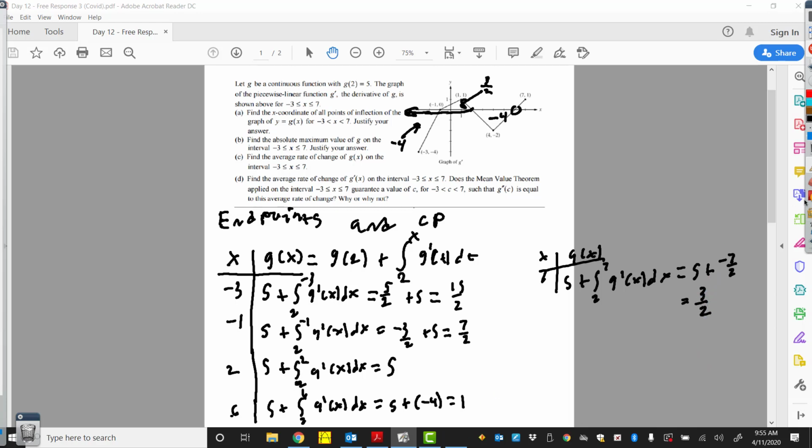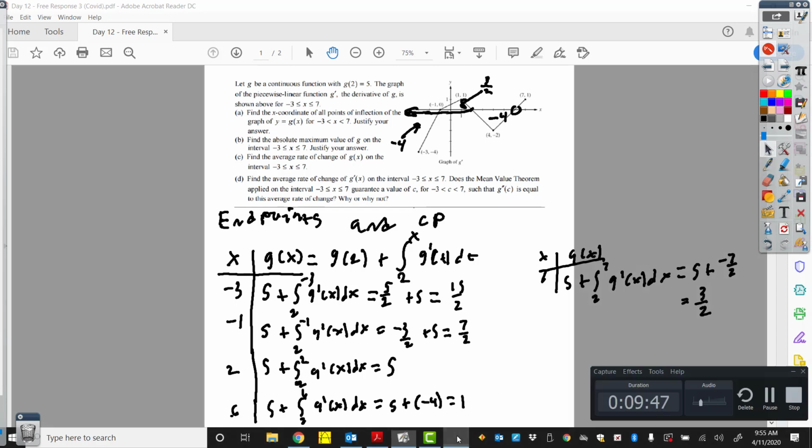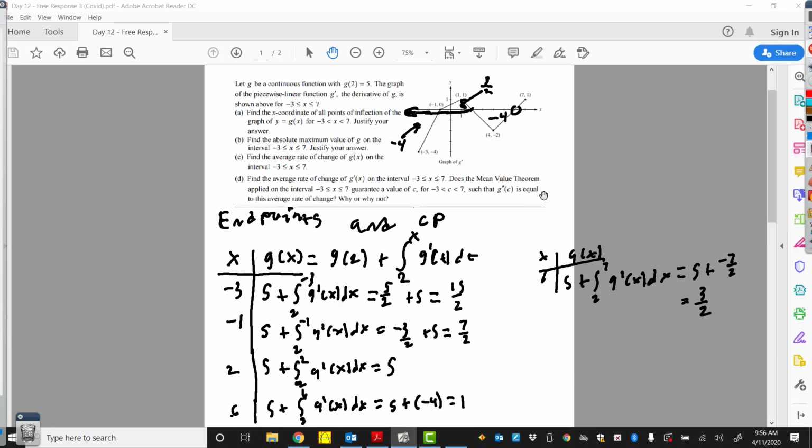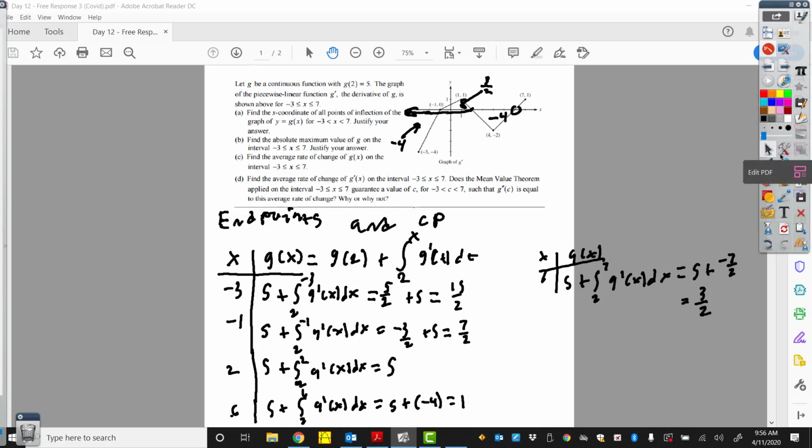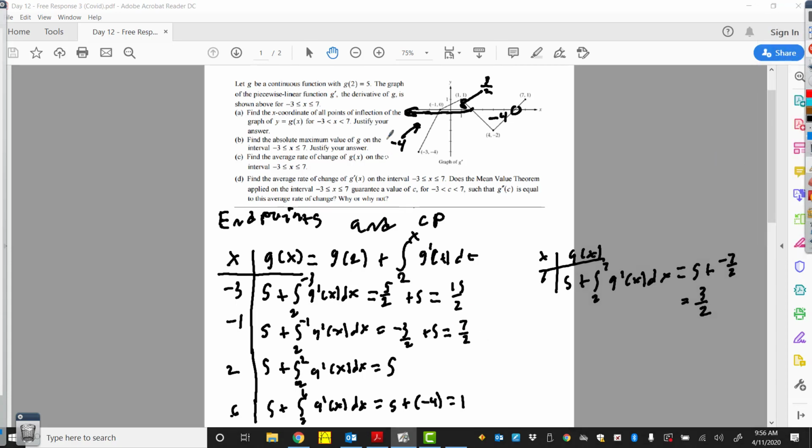Okay. So 3/2, 1, 5, 7/2, 15/2. We're looking for the absolute maximum. So we get an absolute maximum value of 15 over 2. Absolute max at -3, 15 over 2. And there's our answer to B.